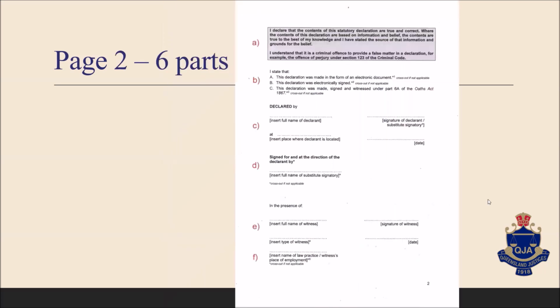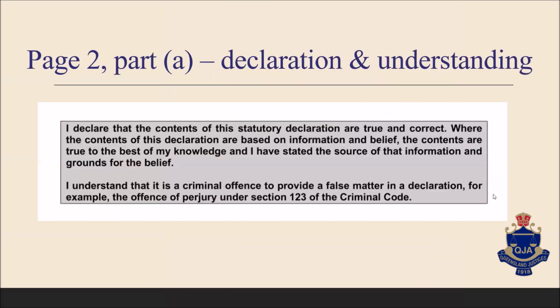Page 2 comprises 6 parts labelled A to F in this image. Part A is a shaded box containing the declarant's declaration of truth and a statement of understanding of the implications of making a false declaration.